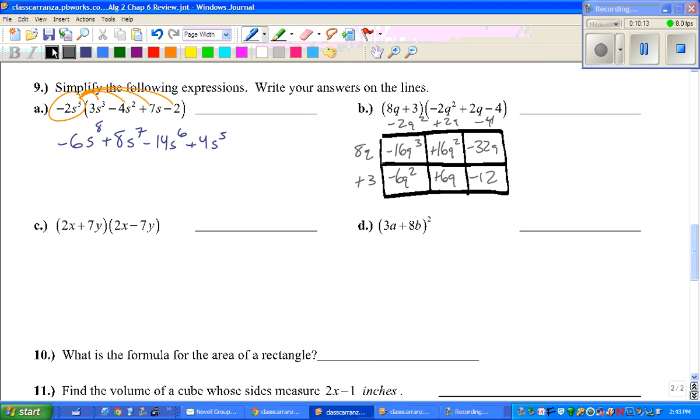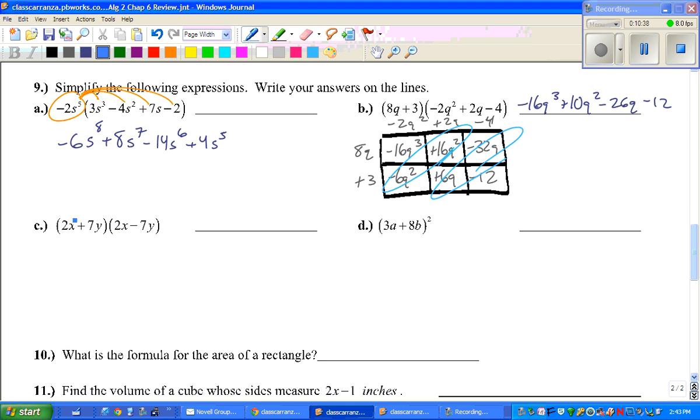Okay, and now just combine your like terms. And your like terms are the kitty corners right there. So you get negative 16q cubed plus 10q squared minus 26q minus 12.